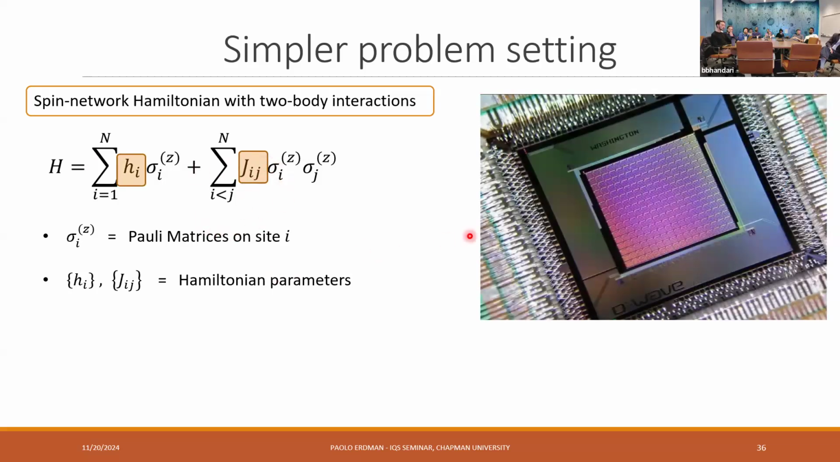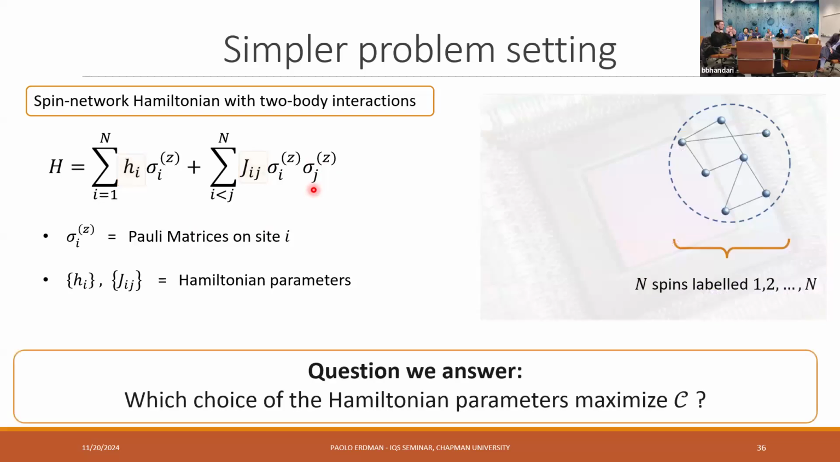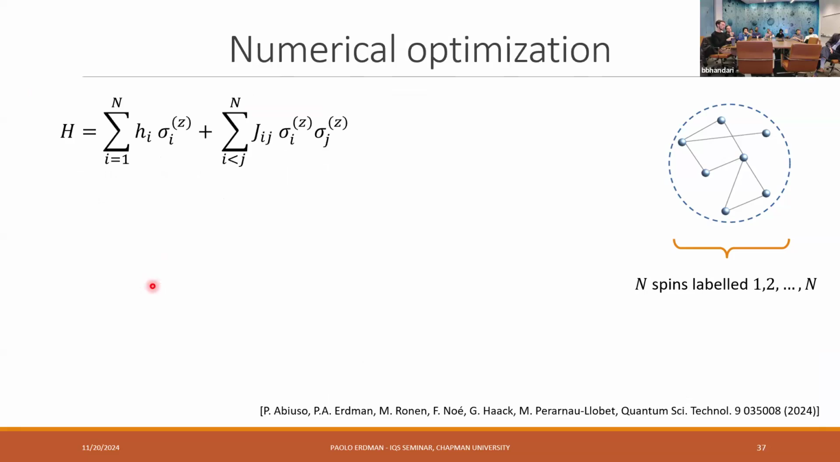And this is the type of Hamiltonian that can be programmed, for example, on D-Wave quantum computers. It's exactly this type of Hamiltonian. I don't think we could use it as a thermometer, but they really allow you to tune these individual couplings and so on. So what we want to answer is how to choose these parameters to get the best thermometer. So we start from a random guess of these values.